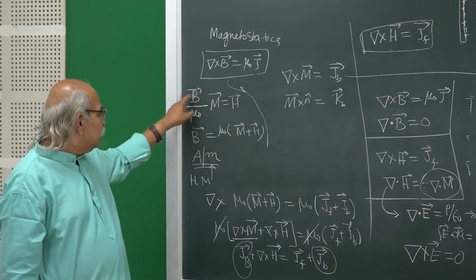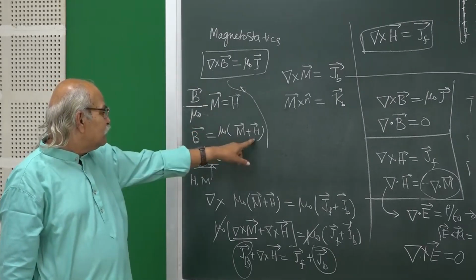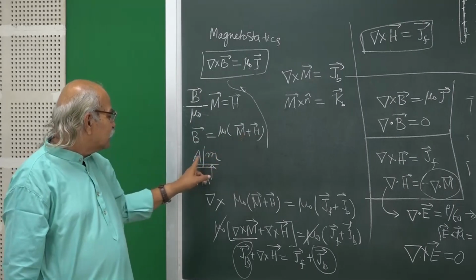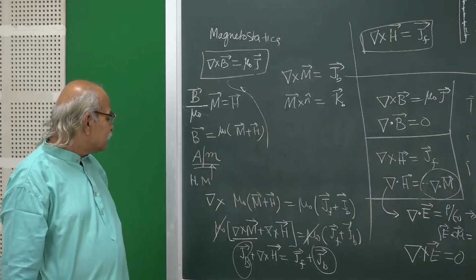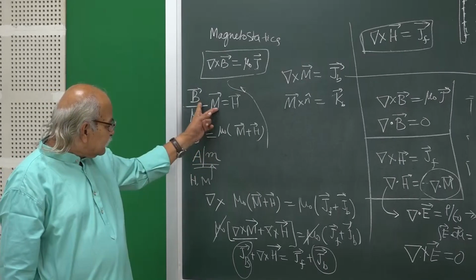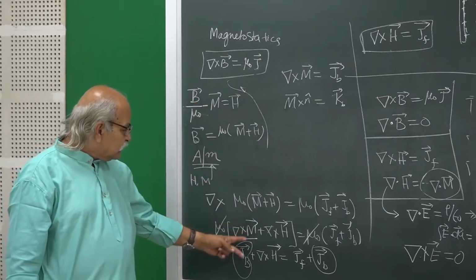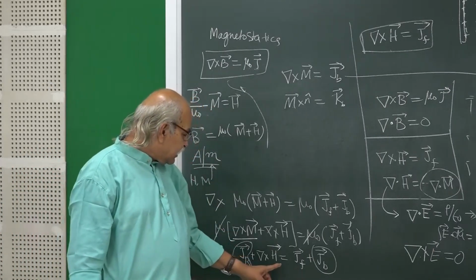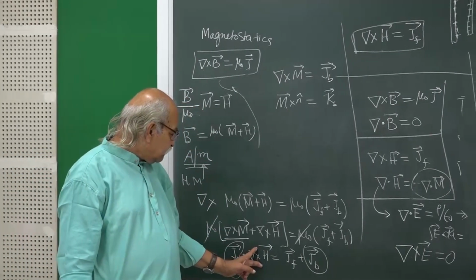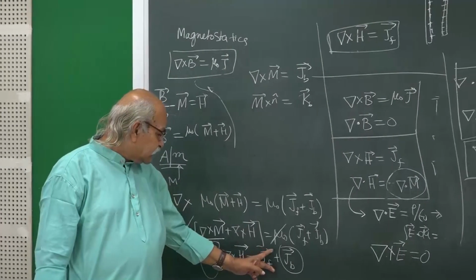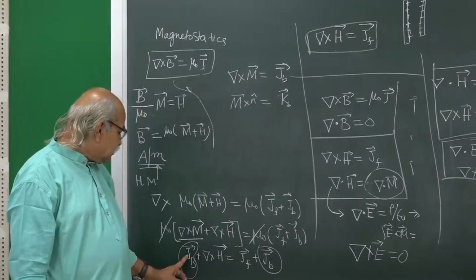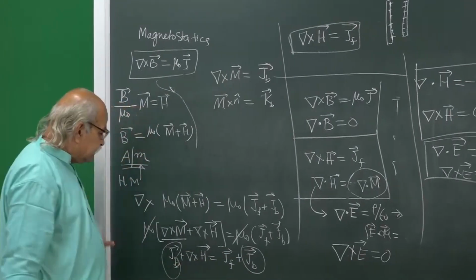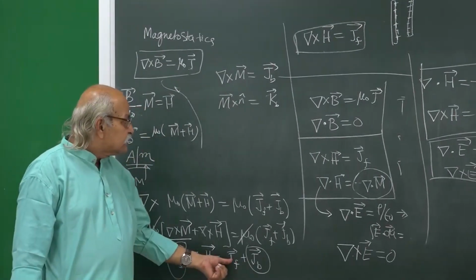And B you can write as mu naught times M plus H. The dimensions are the same and the SI unit is ampere per meter. And then with this H, if I do some algebra, we find that this part cancels out and we have curl of H equal to J_F. This is bound current here, this is bound current here, and curl of H is J_F.